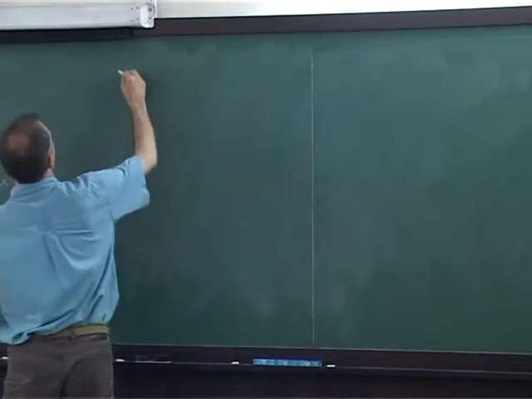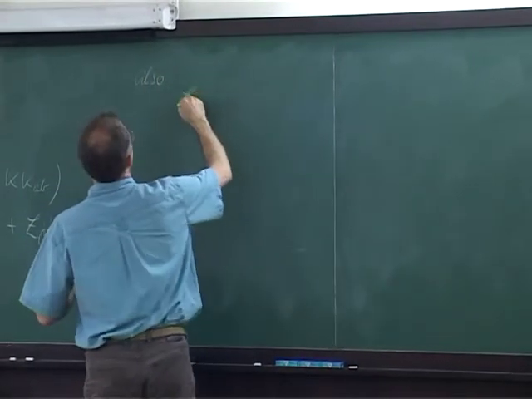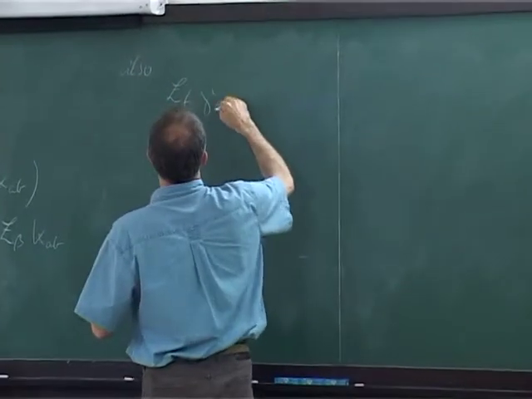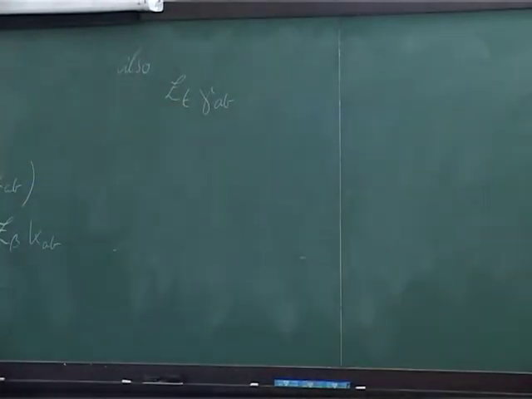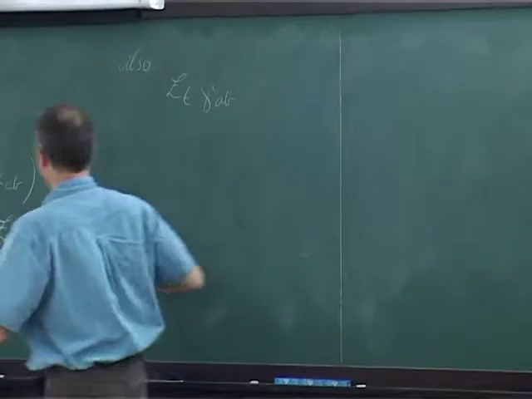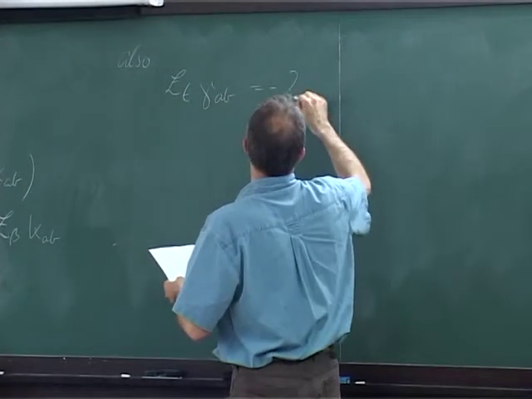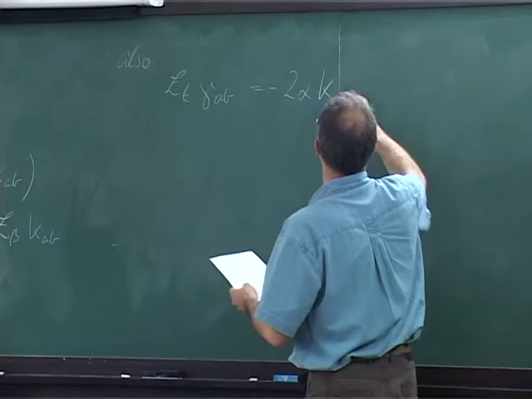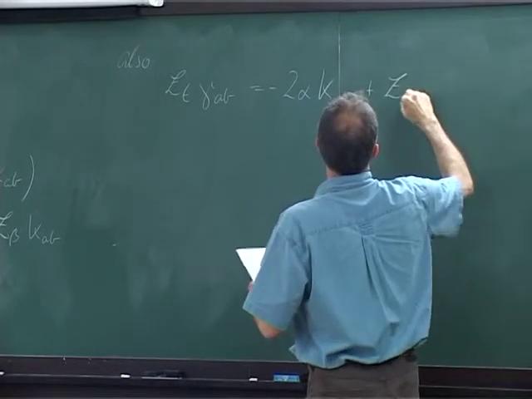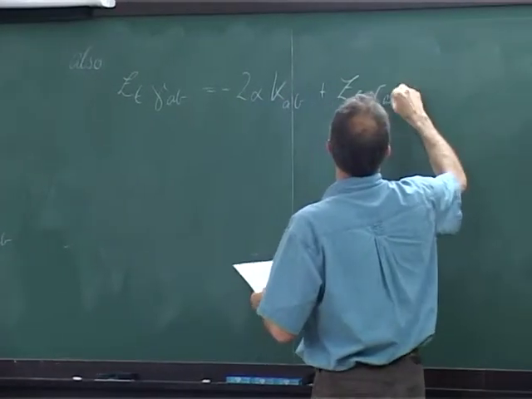So we also have the Lie derivative along t of gamma ab. We write this Lie derivative of t exactly in the same way, and then we get minus 2 alpha K ab plus the Lie derivative along beta of gamma ab. Okay?